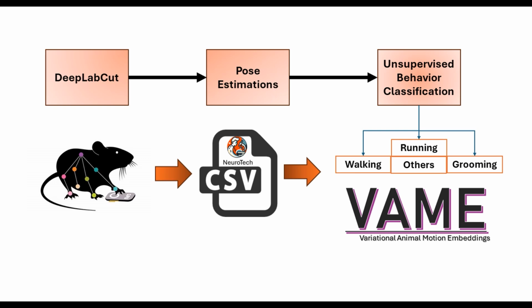Hi everyone, in this video I'm going to go over VAME. VAME stands for Variational Animal Motion Embeddings, and this allows you to take your DeepLabCut CSV outputs and obtain behavior classifications such as walking, grooming, running, patterns within the behavior, and so many other things.